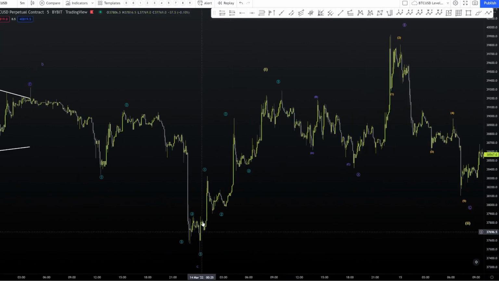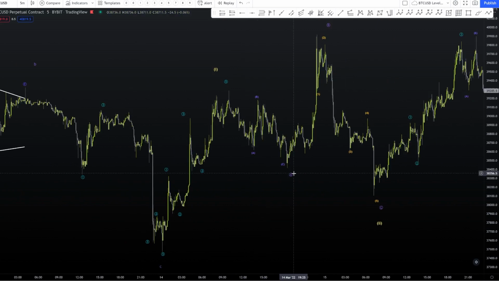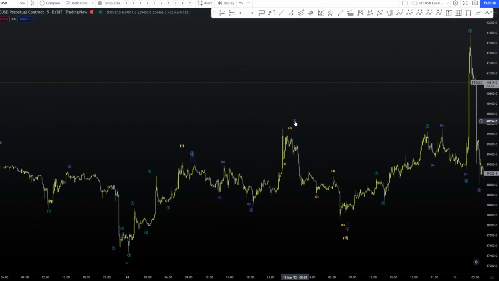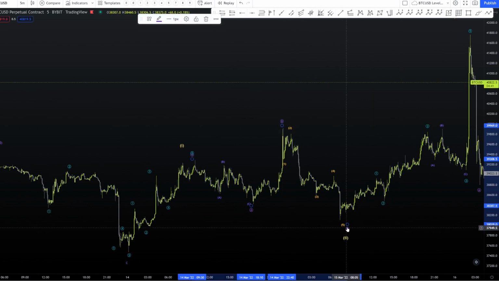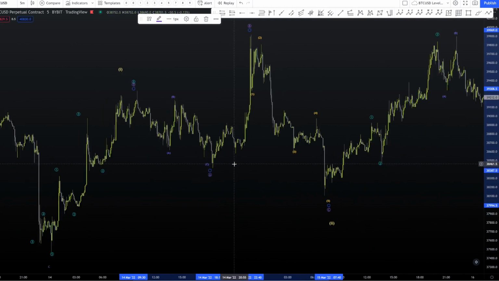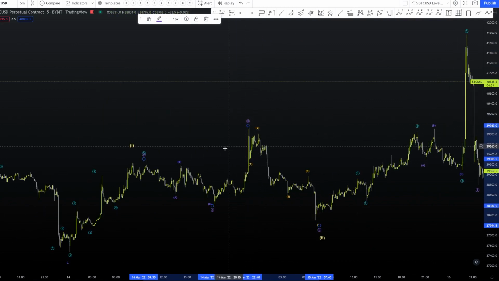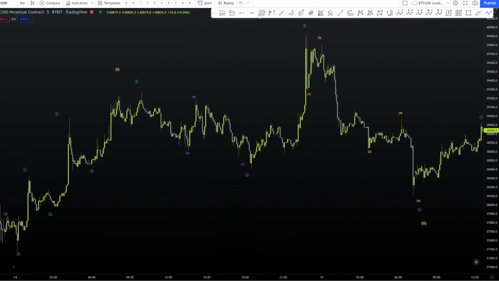And I count this as a 1, 2, 3, 4, 5. This would be an A, B, C. This would be putting in a wave A of an expanded flat. This would be the wave B of an expanded flat, and this would be the wave C of an expanded flat. Now, this is a very expanded wave B of an expanded flat, so you have to consider all downsides to whatever count you come up with.